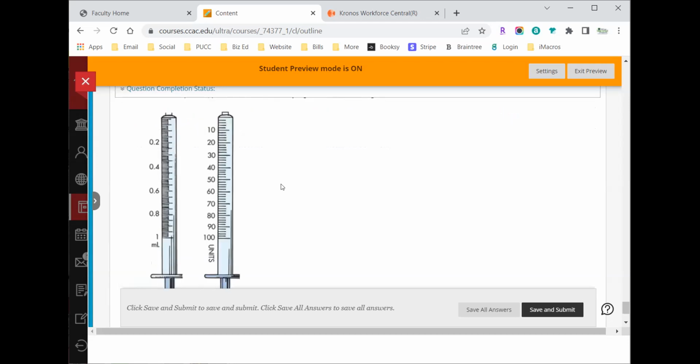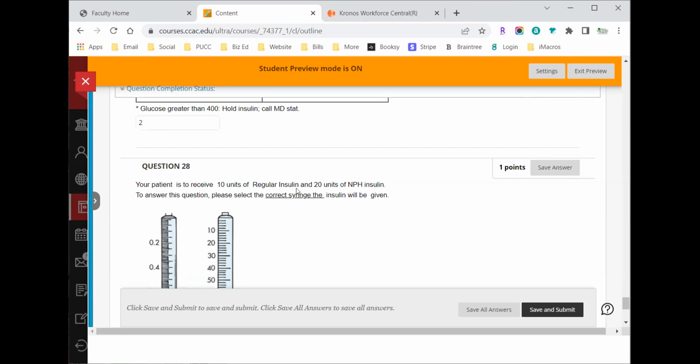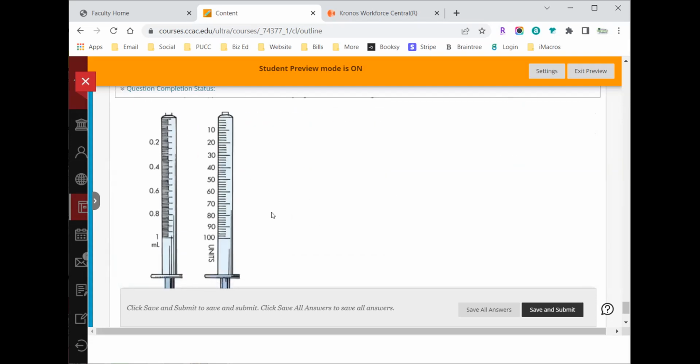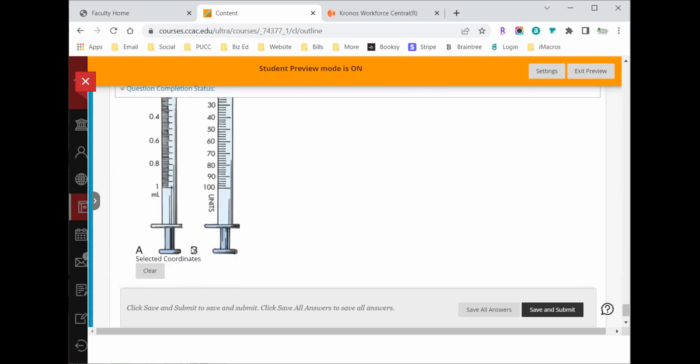So you have two syringes here. One's in milliliters, one's in units. We're administering units. It doesn't say anything about milliliters. There's nothing to convert. Even if you know how to convert regular insulin units to milliliters, if it's not labeled in the question, that's not what you choose. So B is what you would choose.